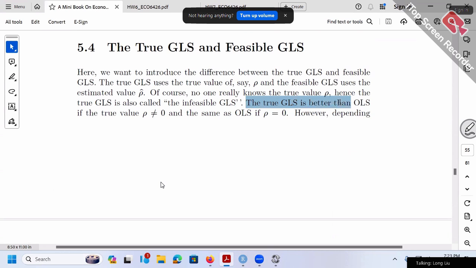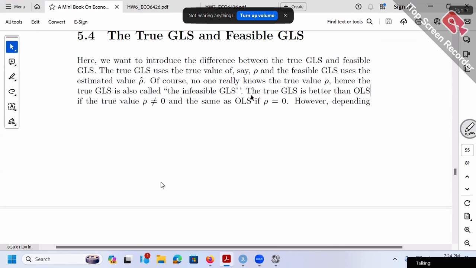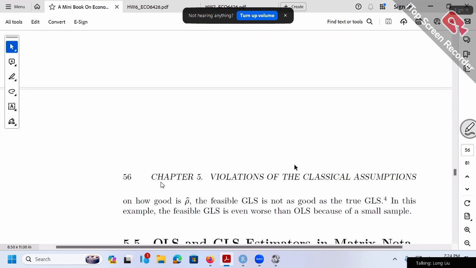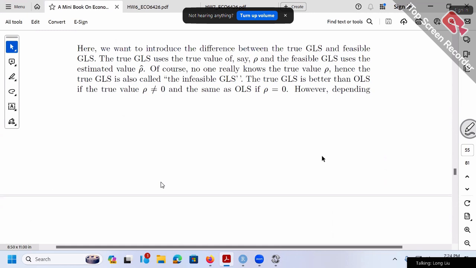So far we pointed out true GLS is better than OLS. How do we compare feasible GLS versus OLS? Actually, it's kind of hard to compare the two directly, because we only know the property between true GLS and OLS. Now, if you want to compare feasible GLS and OLS, it basically depends on the property of your rho hat.